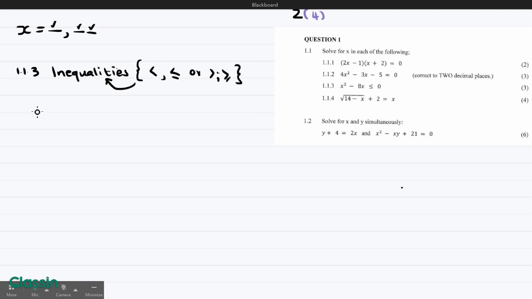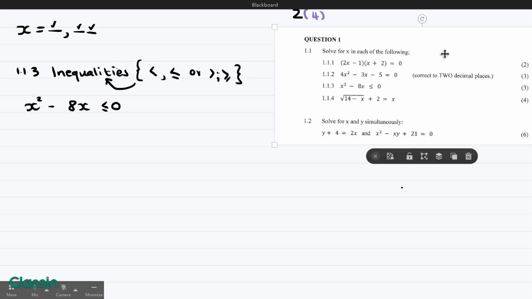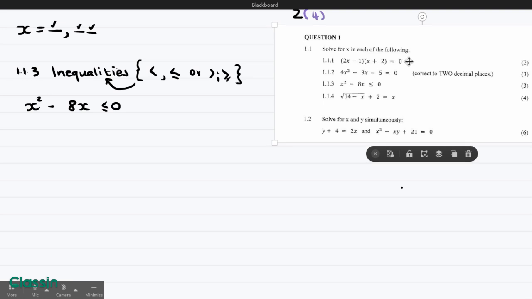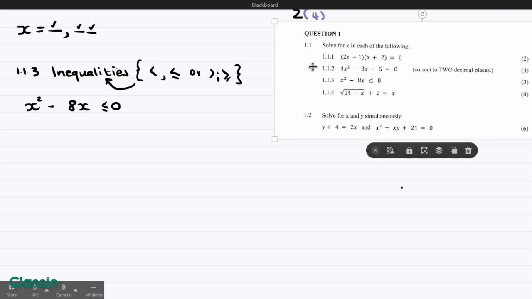Now, first thing first, based on the question, we have got x squared minus 8x, and they gave us the sign, less than or equals to 0. Now, I want to work out this in a simple manner where you'll be able to understand. So we need to make sure that we understand exactly how the inequalities work.